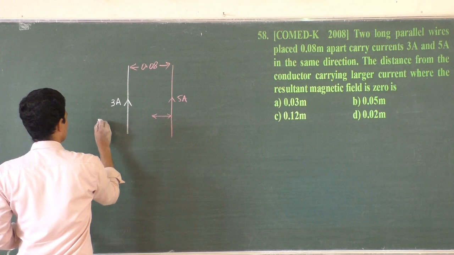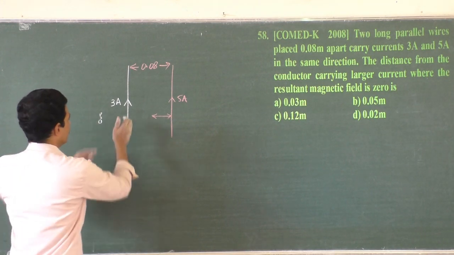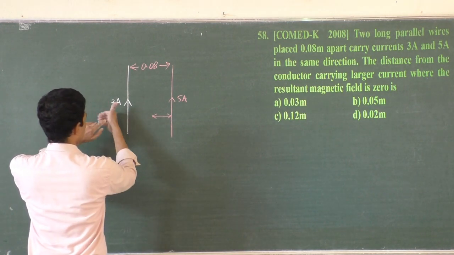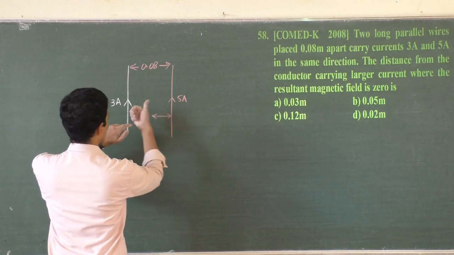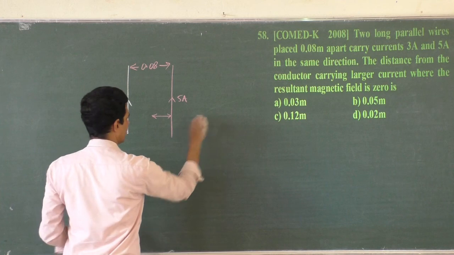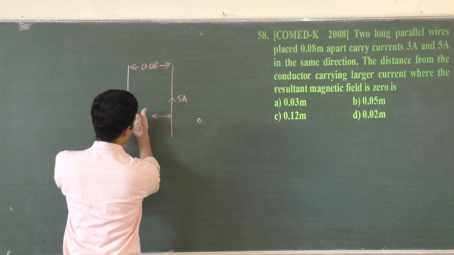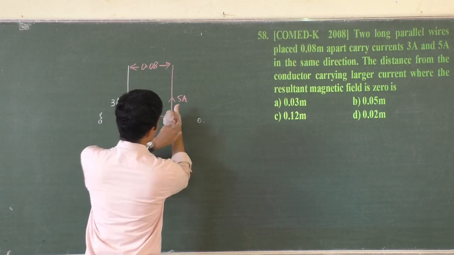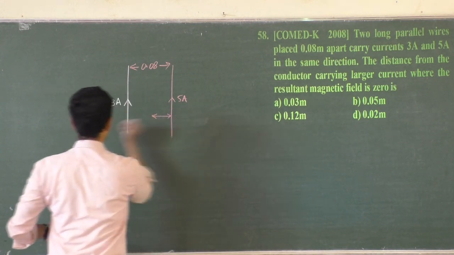Now, can the magnetic field here be 0? This conductor produces magnetic field outside. This one also produces outside. They will add up. What about here? Can it be 0? This produces inside, inside, inside, inside. This also produces inside. No, cannot be 0 here.